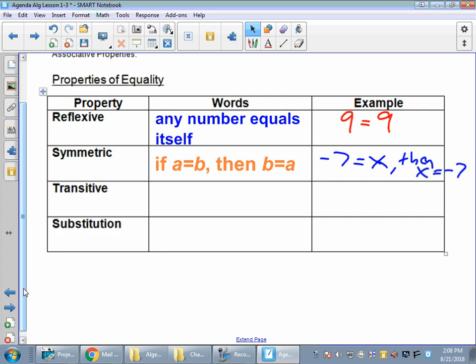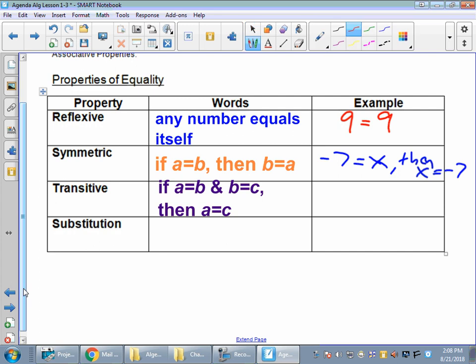Transitive property. Transitive property can be a little tricky, but I like this one. If A equals B and B equals C, then A equals C. So it basically says if one thing equals a second thing, and that second thing equals a third thing, well then the first and third have to be equal, right? Because they both are equal to the second thing. So I'll just give you an example of that, with numbers and letters, I guess.